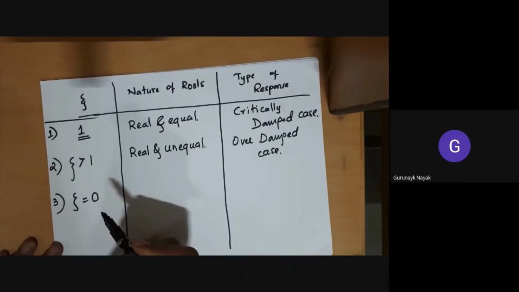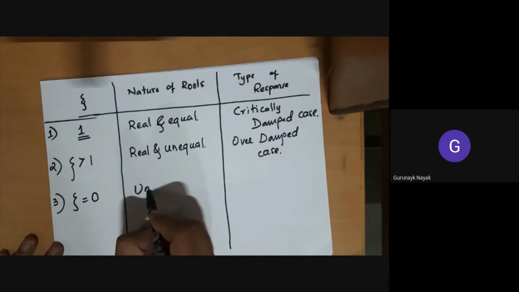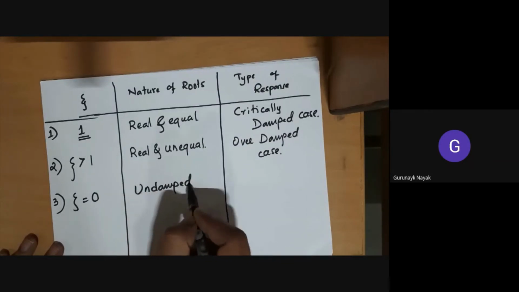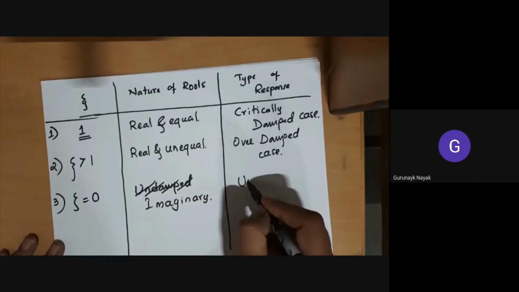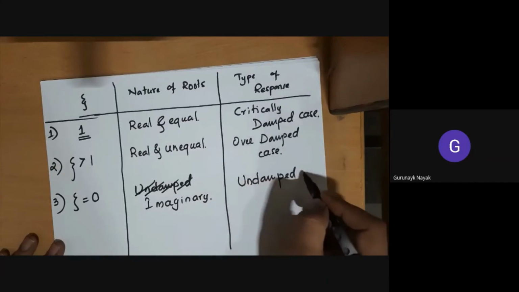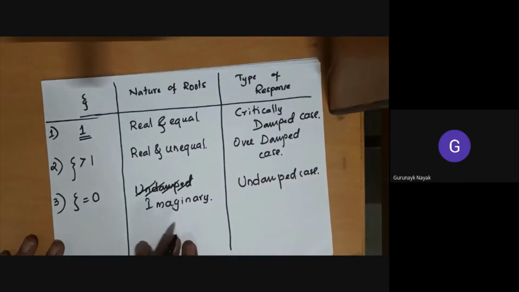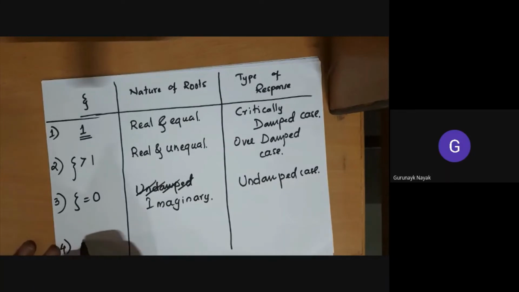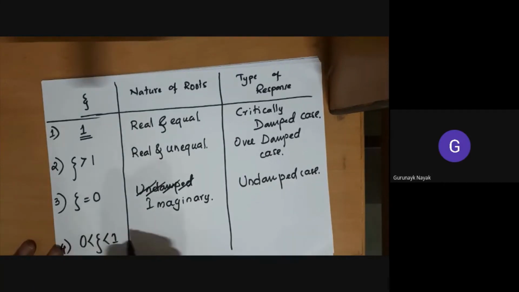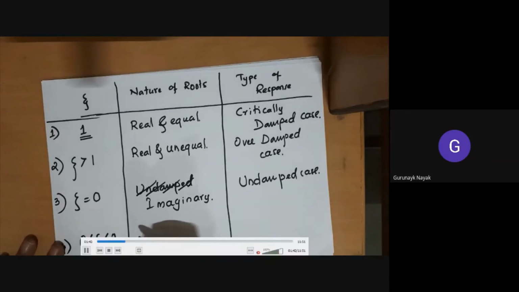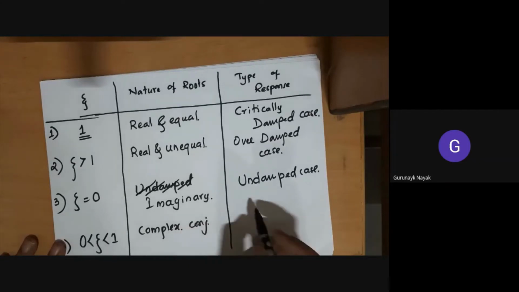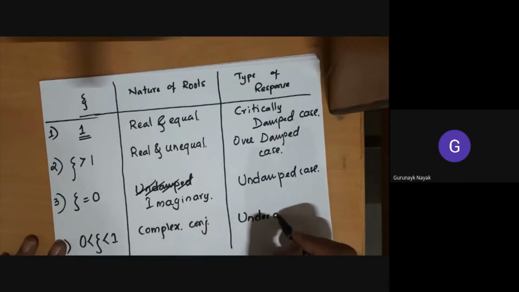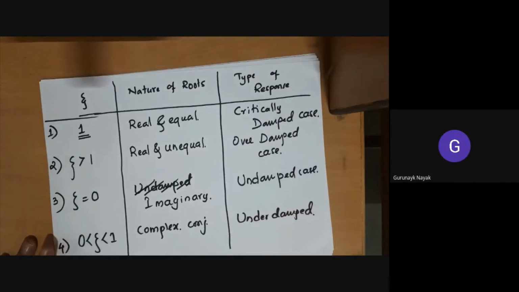And when zeta is equal to 0, it is imaginary roots and the type of response is called the undamped case, the third case. And the fourth one, when zeta is between 0 and 1, which is positive, we get complex conjugate roots, and this particular type of behavior is called the underdamped scenario.